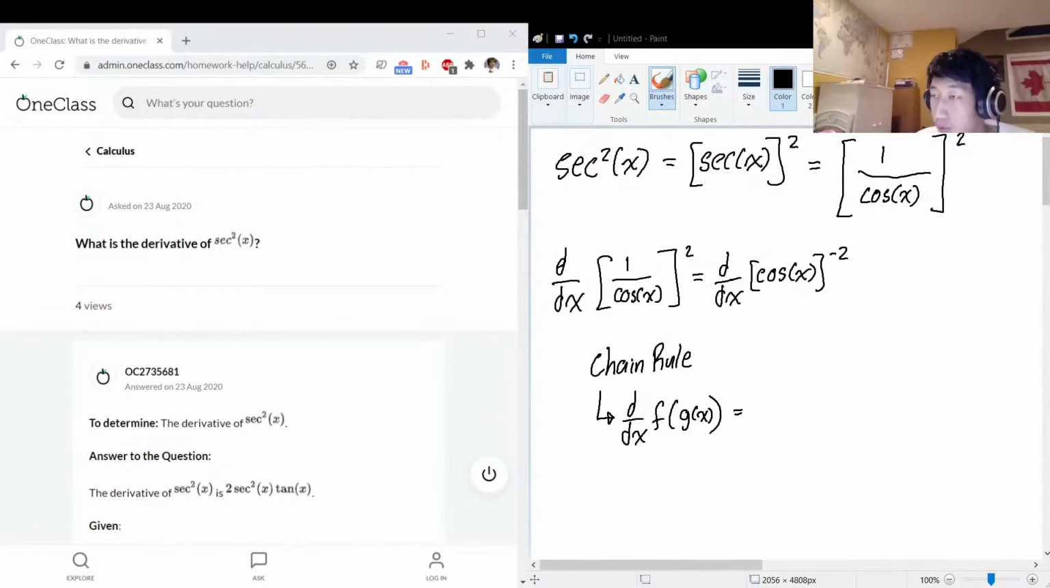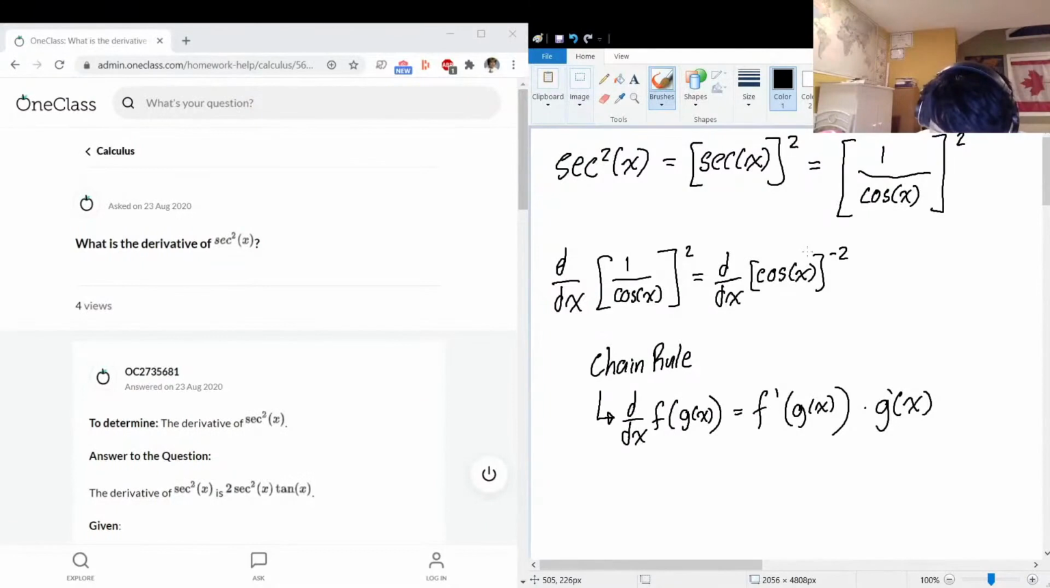So this is really just you take the derivative of f and you keep the inside without changing it. F prime of g of x. But you also have to multiply this whole thing by the internal derivative, g prime of x. Okay, so let's apply that principle of the chain rule to what we got right here.